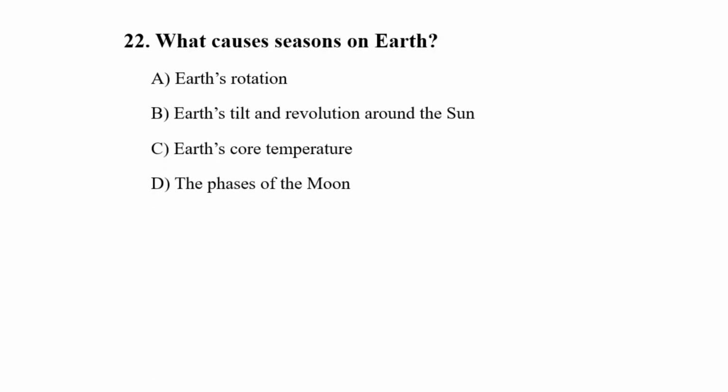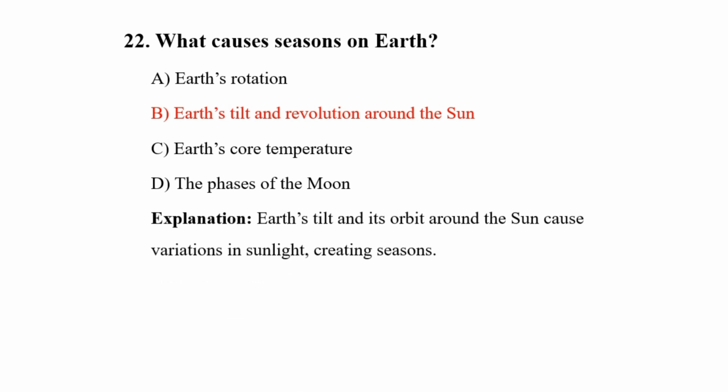Question number 22. What causes seasons on Earth? A. Earth's rotation, B. Earth's tilt and revolution around the Sun, C. Earth's core temperature, D. The phase of the Moon. The answer will be Earth's tilt and revolution around the Sun. Earth's tilt and its orbit around the Sun cause variations in sunlight, creating seasons.